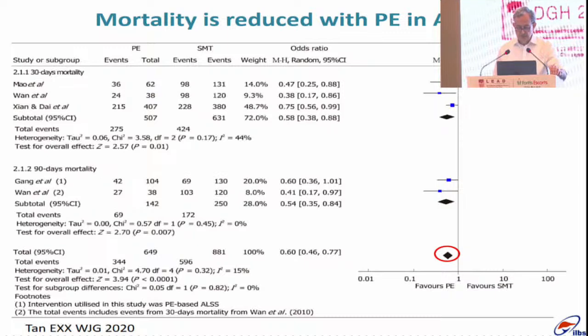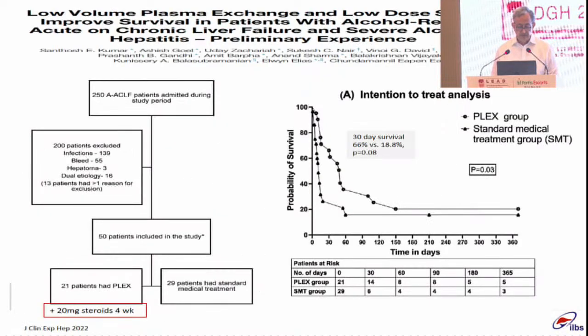It shows you mortality in this meta-analysis shows better survival in ACLF. This landmark study done by Professor Appen shows in severe alcoholic hepatitis, if you do plasma exchange and add low dose steroids, it improves survival.